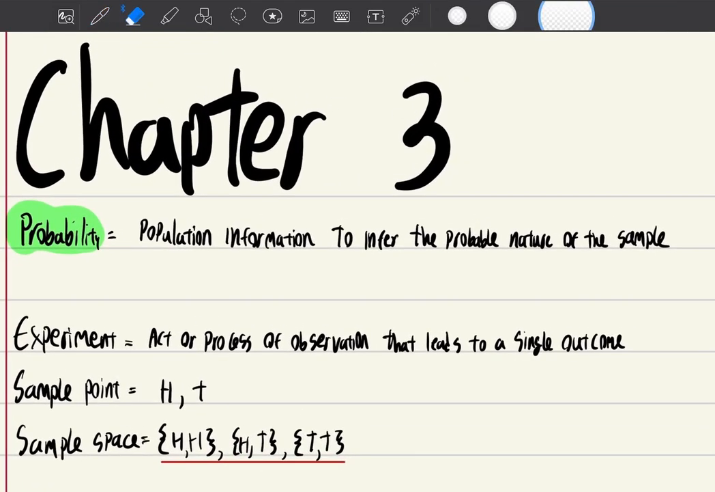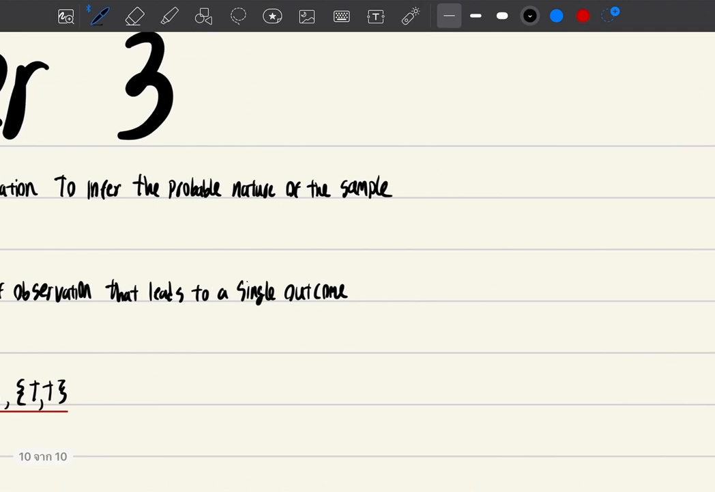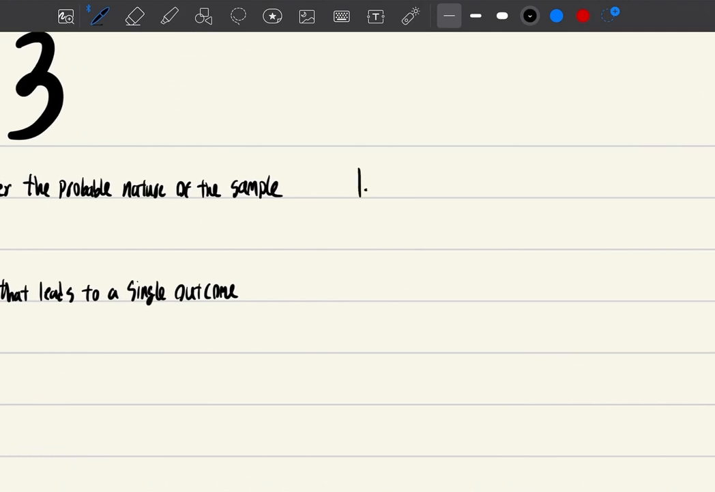And for the rules of probability, we have two rules. The first one is the probability will be between 0 and 1. It cannot be less than 0 and cannot be more than 1. The second one is the probabilities of all sample points within one sample space, when we sum them together, will equal 1. So sigma p equals 1.